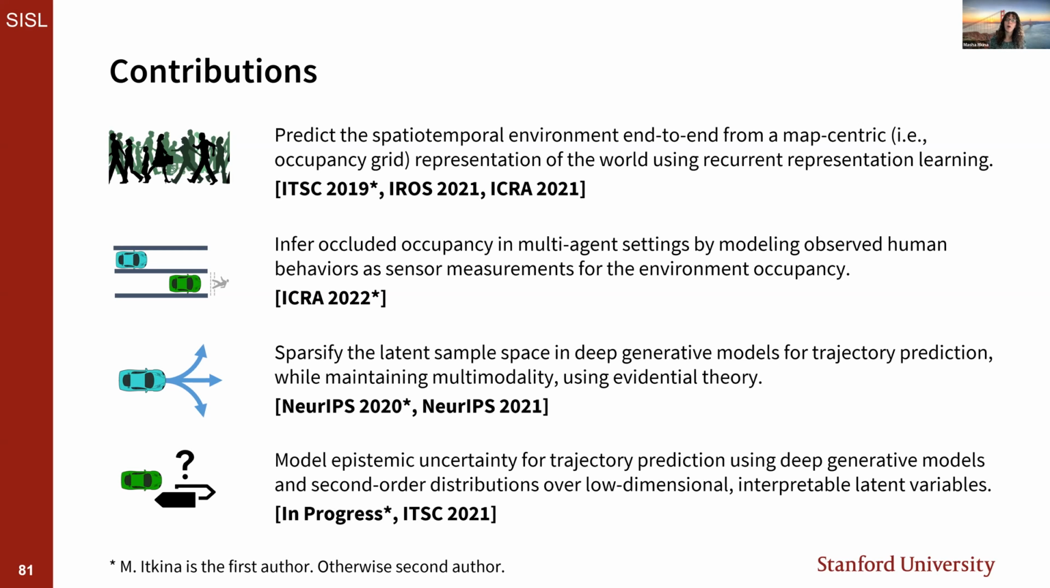Then we talked about how we can efficiently estimate uncertainty for trajectory prediction tasks. We showed a way to sparsify a discrete latent sample space in a deep generative model for the trajectory prediction task while maintaining its performance. And we also showed some preliminary work on modeling epistemic uncertainty for this task using deep generative models and second order distributions over low dimensional interpretable latent variables.